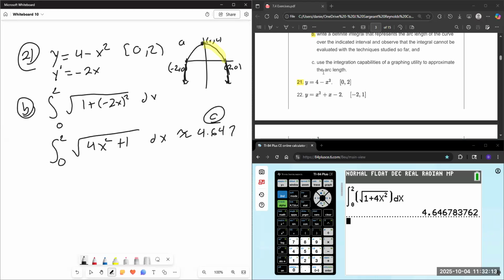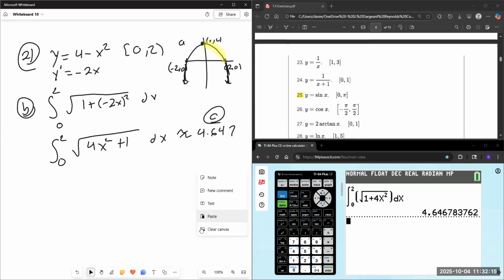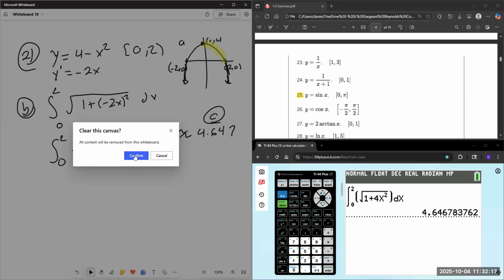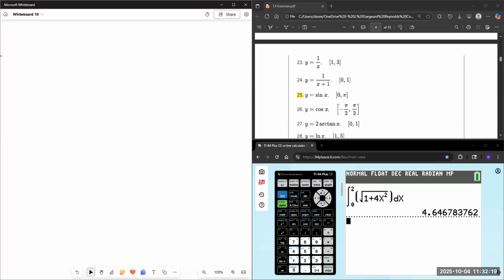All right, let's look now at number 25. Same instructions, A and B are what's suggested. I'll do part C just to show you how to use the calculator. y is equal to sine of x, y prime is cosine of x.